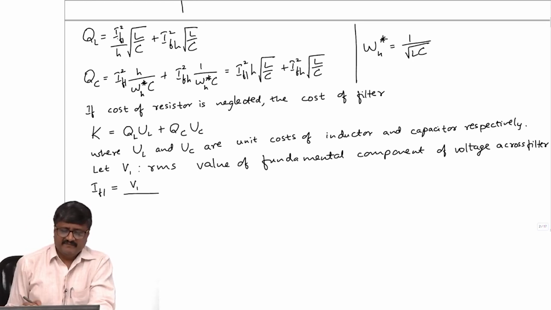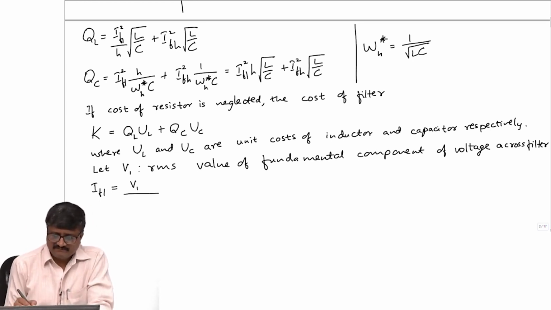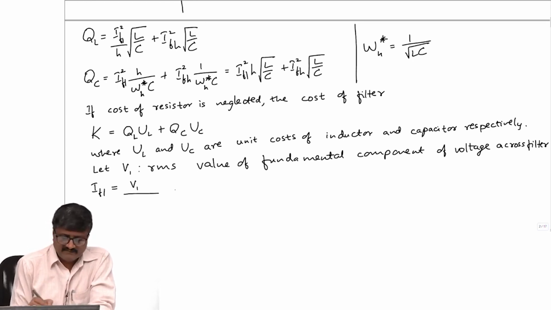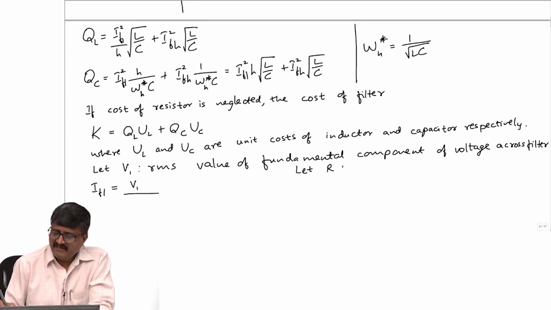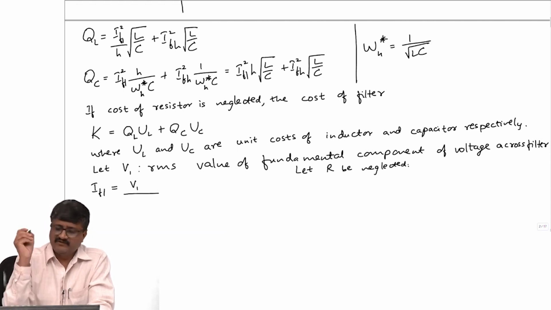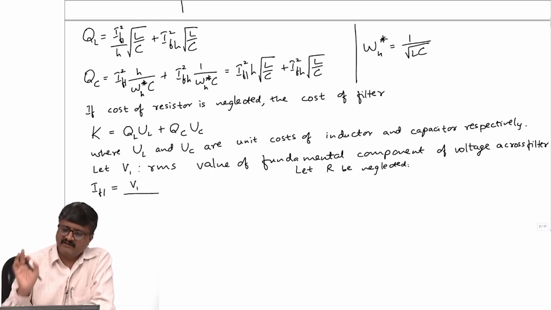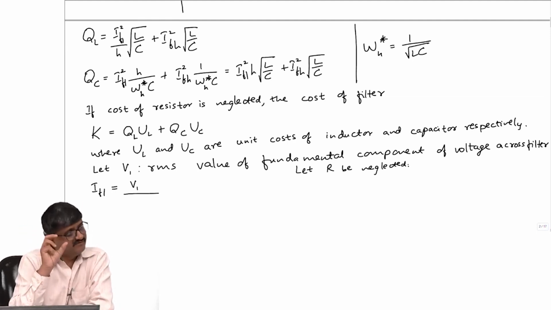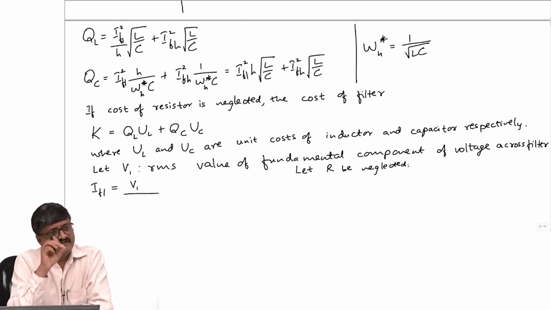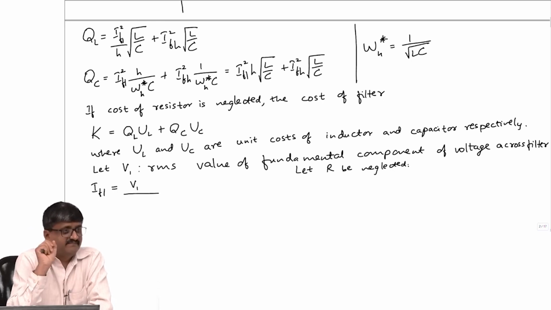Okay, let me make one assumption. Let R be neglected so that it is simplified. So the impedance is only due to L and C. I have also already neglected the cost of resistor. I am also neglecting the value of resistor in computing the current. So what is the expression for the impedance?